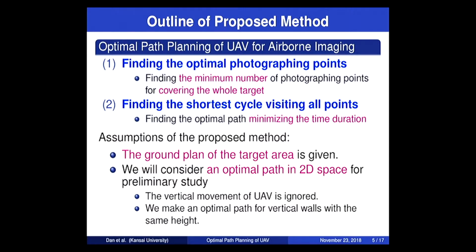Actually, it means that vertical movement of the UAV is ignored now, and we can make the optimal path for vertical walls with the same height. So in the near future, we will try to improve our method, but today we consider the optimal path in 2D space.